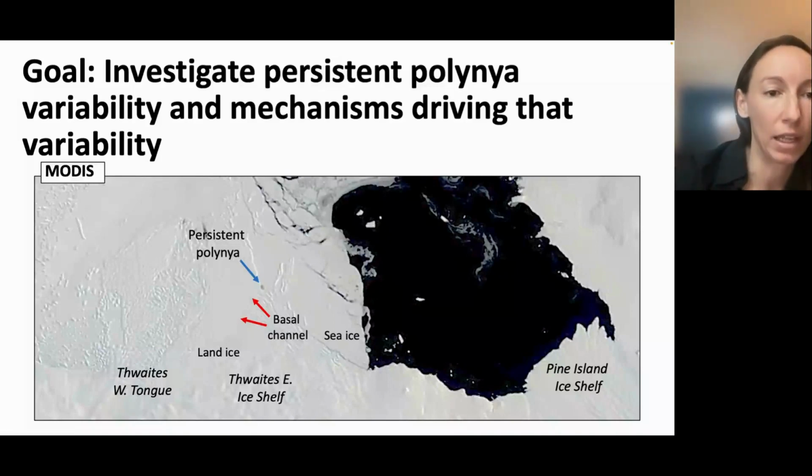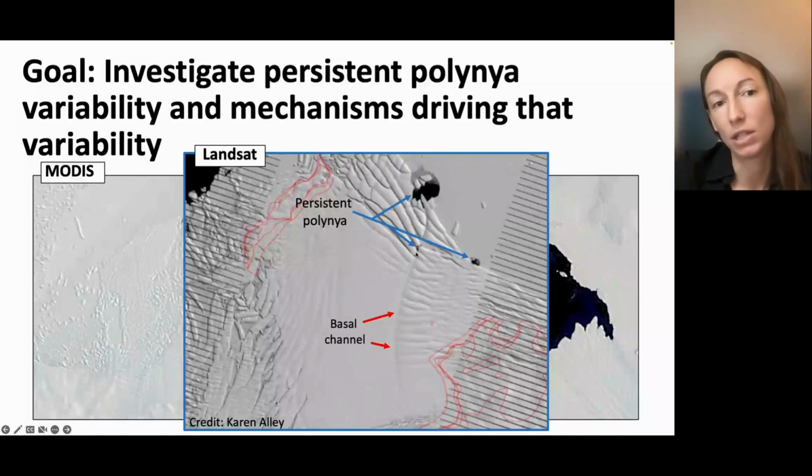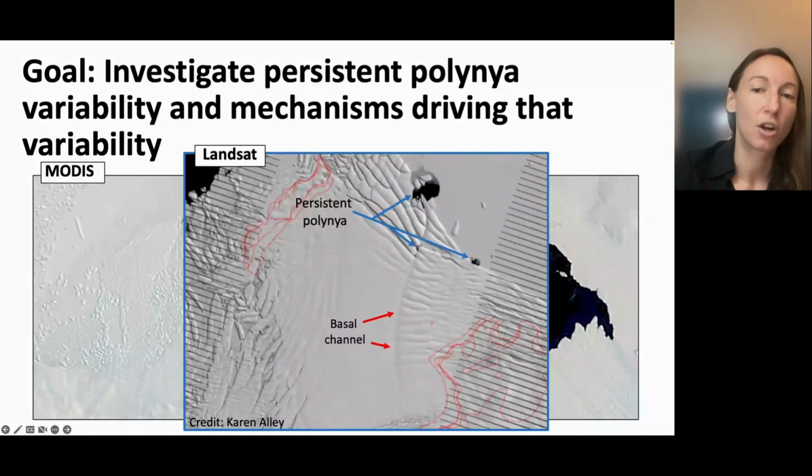And so this is kind of a zoom in of that. So these are what the persistent polynyas look like. They occur at the end of these channels that I won't get into, but these are carved by the plumes as they rise. So these are persistent features that occur over multiple years.